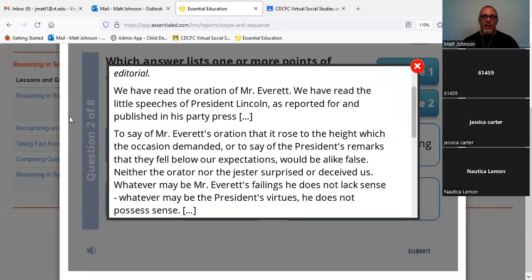To say of Mr. Everett's oration that it rose to the height which the occasion demanded, or to say of the president's remarks that they fell below our expectations, would be alike false. Neither the orator nor the jester surprised or deceived us. So calling Lincoln a jester, whatever may be Mr. Everett's failings, he does not lack sense. Whatever may be the president's virtues, he does not possess sense.